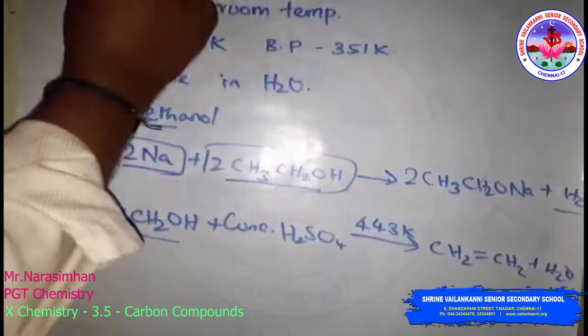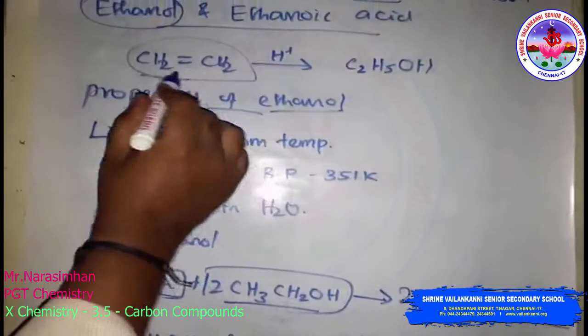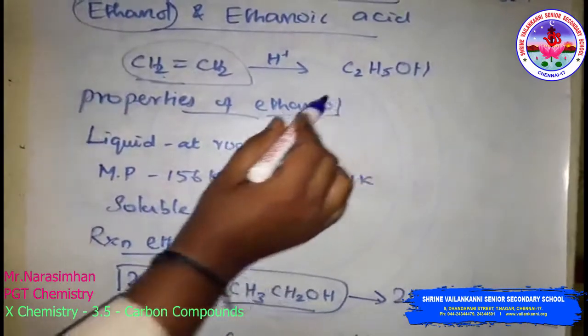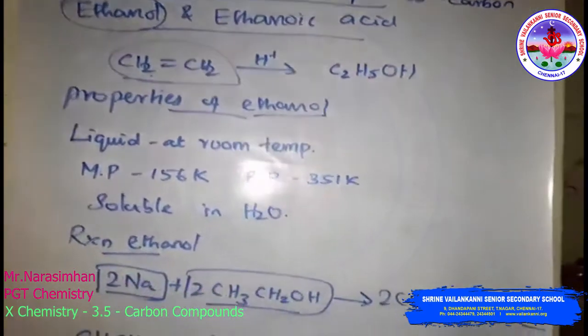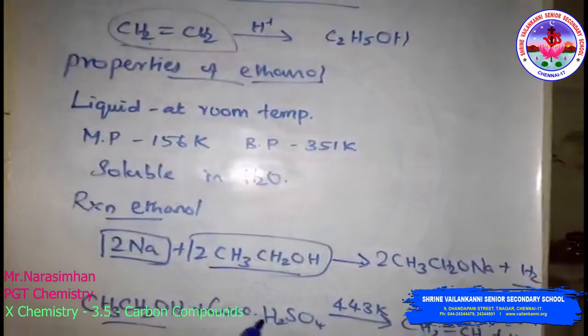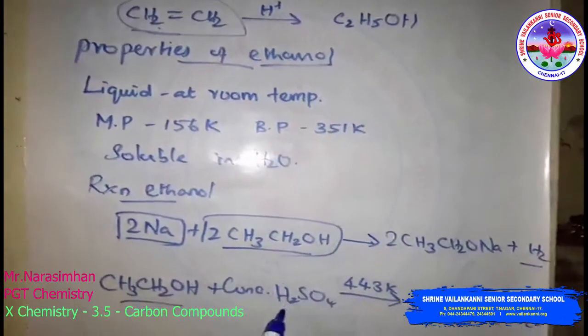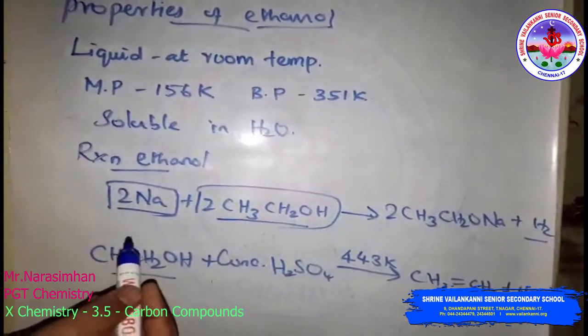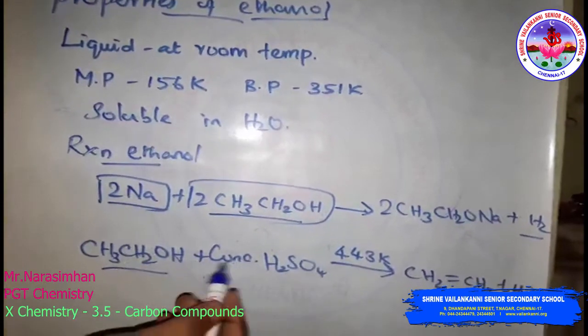Just a reverse reaction of the preparation of alcohol. First we saw the alkene compound converts to alcohol. Here it is just the reverse. There we used dilute acid, here the concentrated acid. So these are the properties of ethanol.